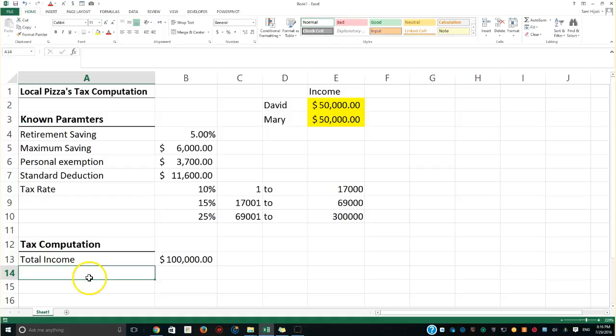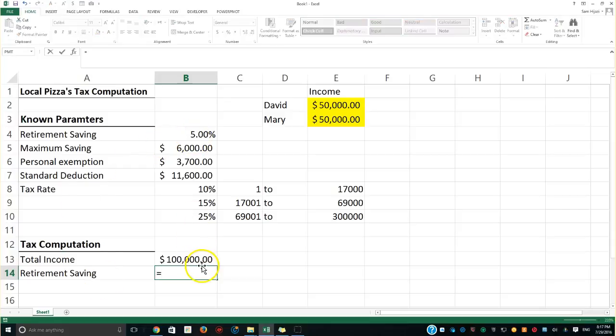The retirement saving is what gets a little bit interesting now. We want to see, because 5% of the $100,000 is going to be $5,000. I could do that mentally. Also, their maximum saving is $6,000. So to get the minimum of the $5,000 or the $6,000, we're going to use the minimum function of this multiplied by the 5%, or the $6,000. So here we go.